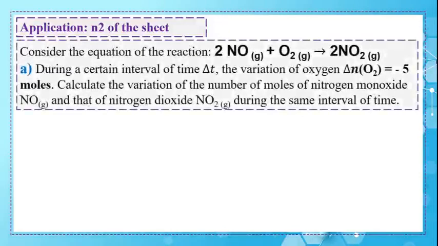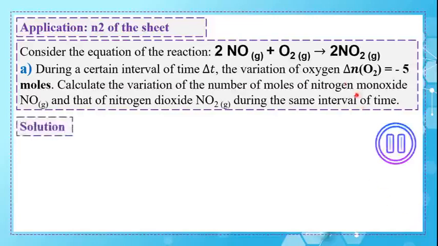Now, let's do an application, number 2 of the sheet. Please take 3 minutes, read the question and try to solve it. Now, pay attention here that delta n of O2, which is a reactant, is equal to minus 5 mol, minus, since the variation of the number of moles of the reactant is always negative, since n2 is smaller than n1.